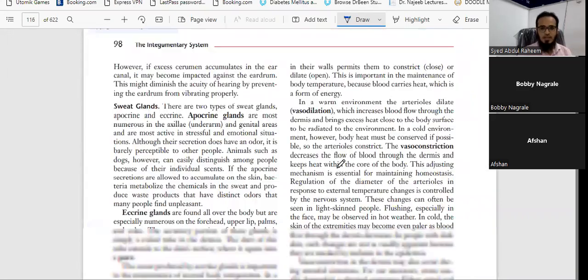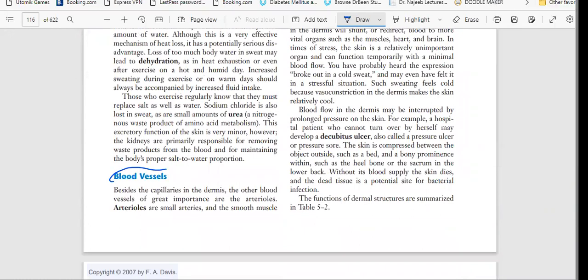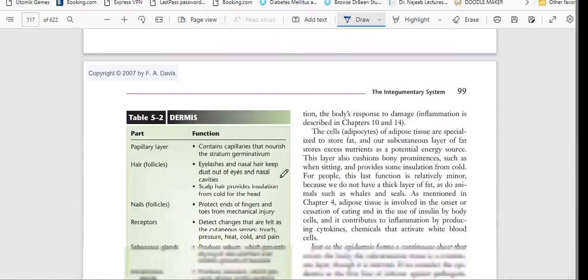below dermis. Next, we will talk about blood vessels today. Okay, what are the blood vessels which are present in dermis? Okay, next we will talk about.